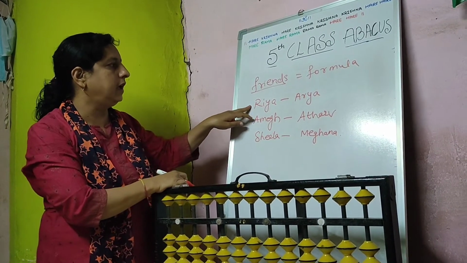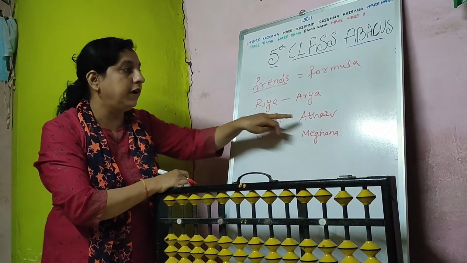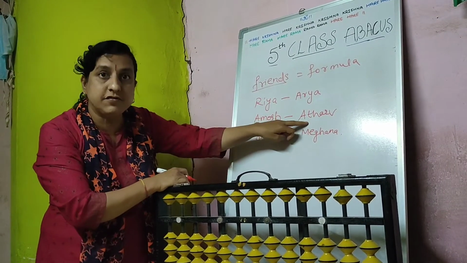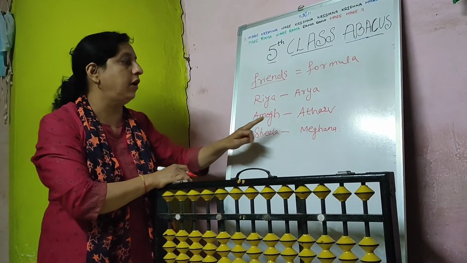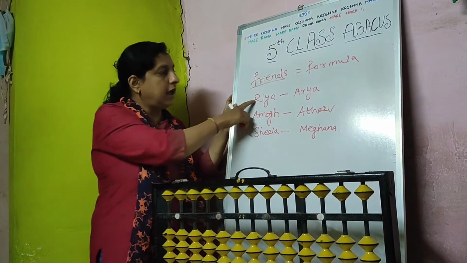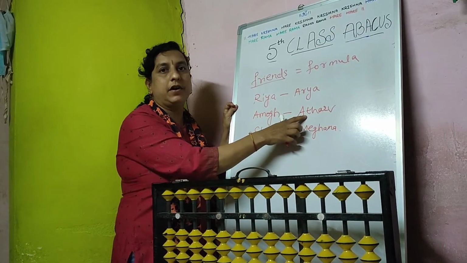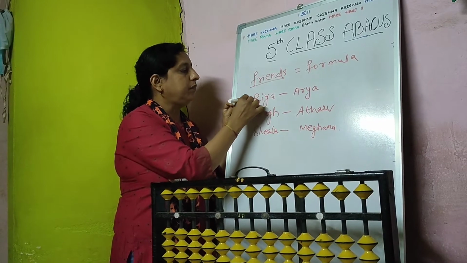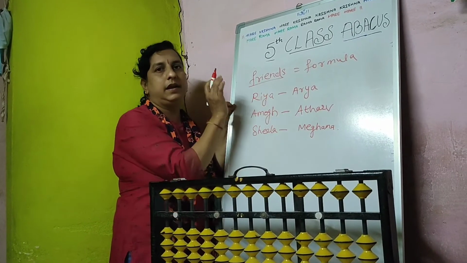These are the friends. Riya is friend of Arya. Arya is friend of Riya. Amog is friend of Atharva, and Atharva is friend of Amog. Sheila is friend of Meghna, and Meghna is friend of Sheila. But here Riya is not friend of Meghna, and also Riya is not friend of Atharva, because these people are not learning in the same class. These people are learning in the same class.